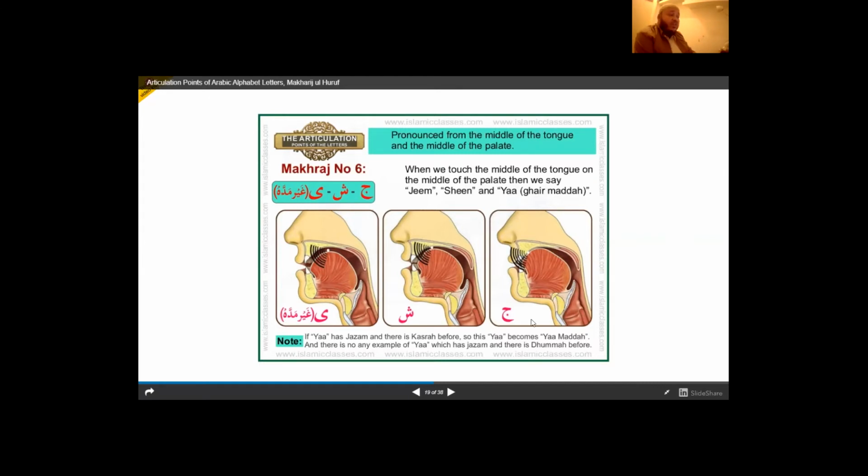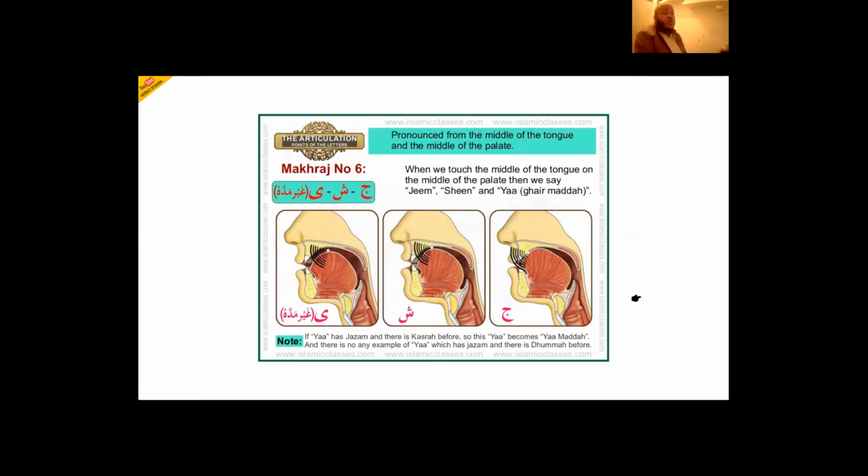Okay? Now, inshallah, these notes we'll study as we get into the vowels. But for now, I just want you all to familiarize yourselves in terms of where these letters come from.